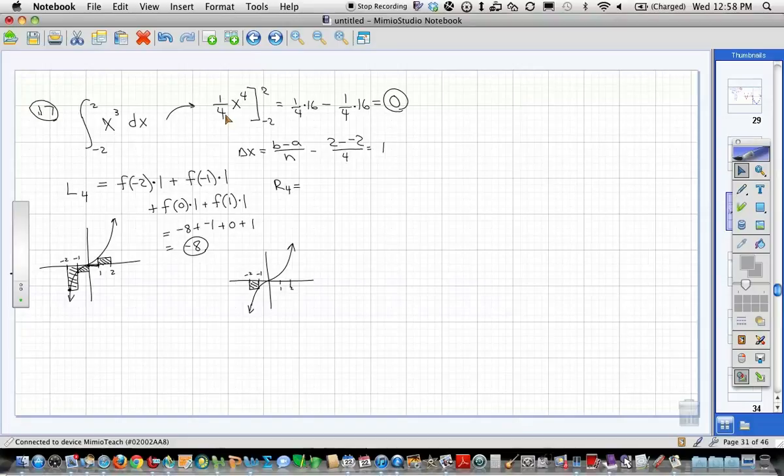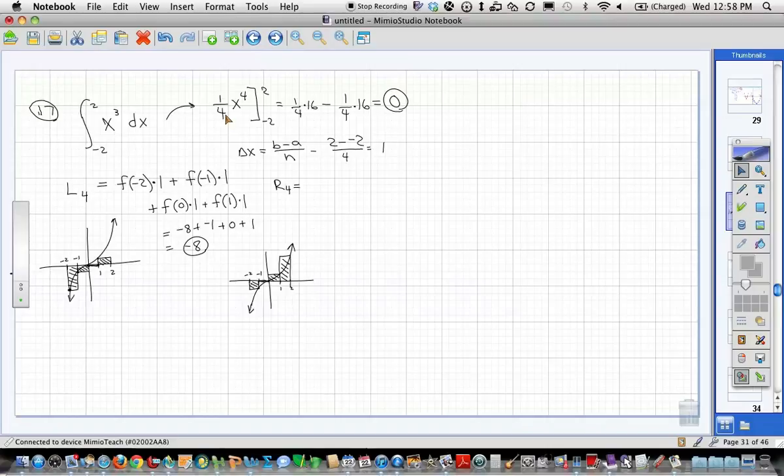And then the next subinterval, the right endpoint is the 0. So that's the one where we don't have any rectangle height. The next one is at 1. The next one is at 2. Okay? And so we end up with 4 right rectangles.